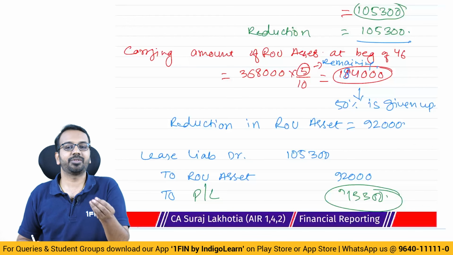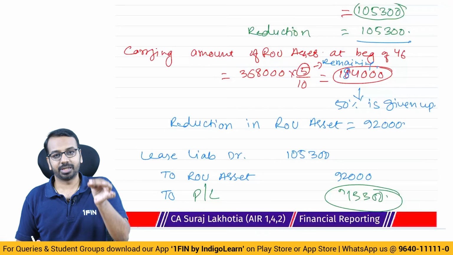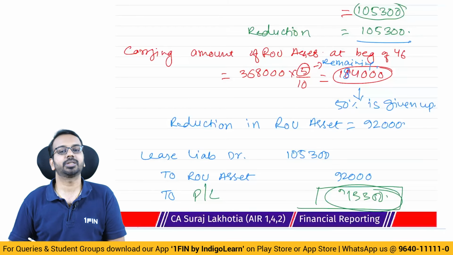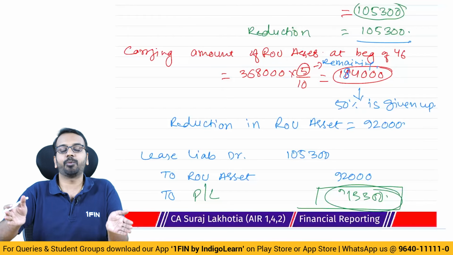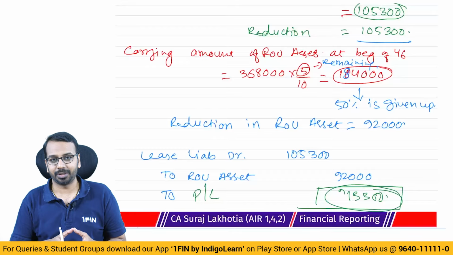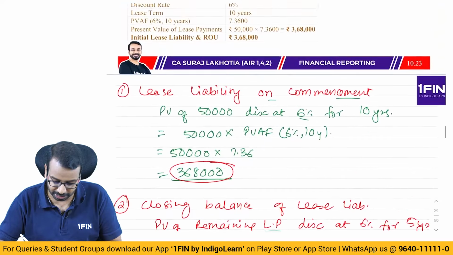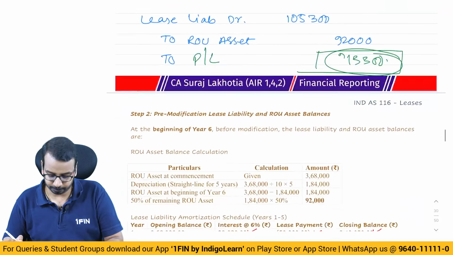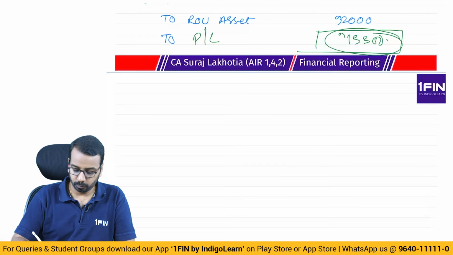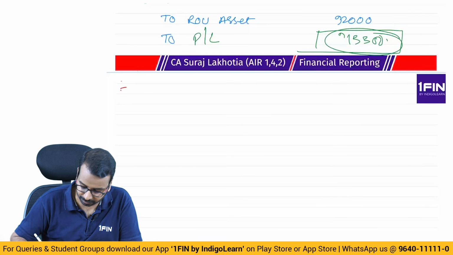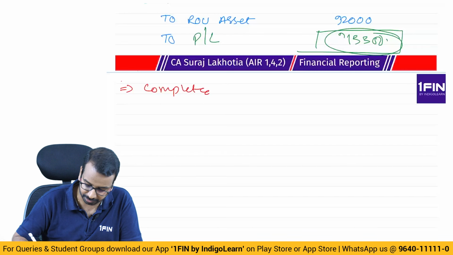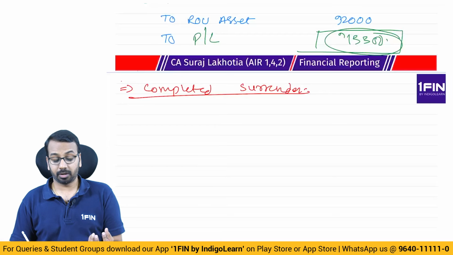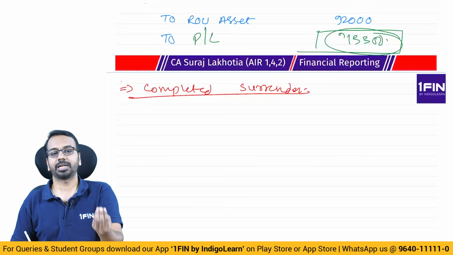Proportionately reduce: whatever percentage we have surrendered, to that extent reduce the lease liability and the right of use asset, and take the difference to P&L, 13,300. After that, for the remaining portion, we have to remeasure the lease liability, because the discount rate has changed. The discount rate is now 5%. So till here we have completed the surrender. Now, because the terms have been modified, we have to remeasure the lease liability for the portion that we are continuing.